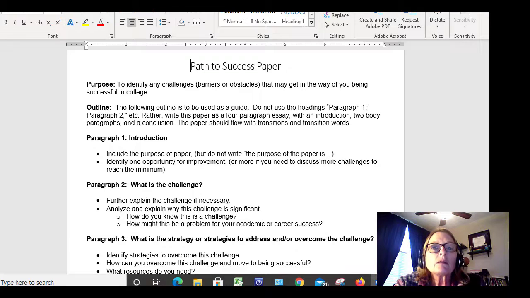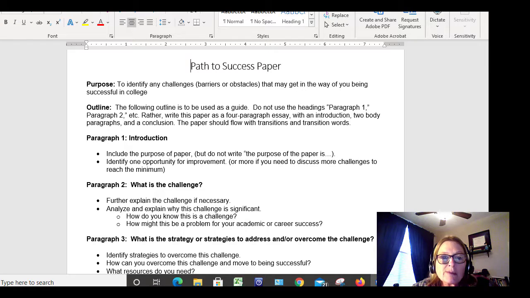And then once you have an outline, you can then create a paper from that. Now, once you go from the outline to the paper, do not use the headings, paragraph 1, paragraph 2. That's only for your outline. You'll do away with those once it evolves into a paper. So this will be a 4-paragraph essay with the introduction, 2 body paragraphs, and a conclusion.